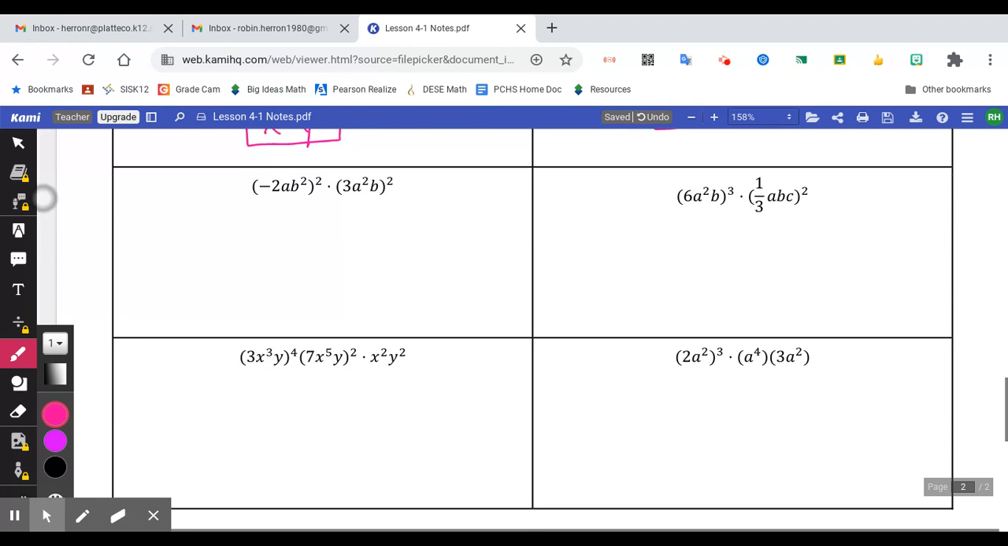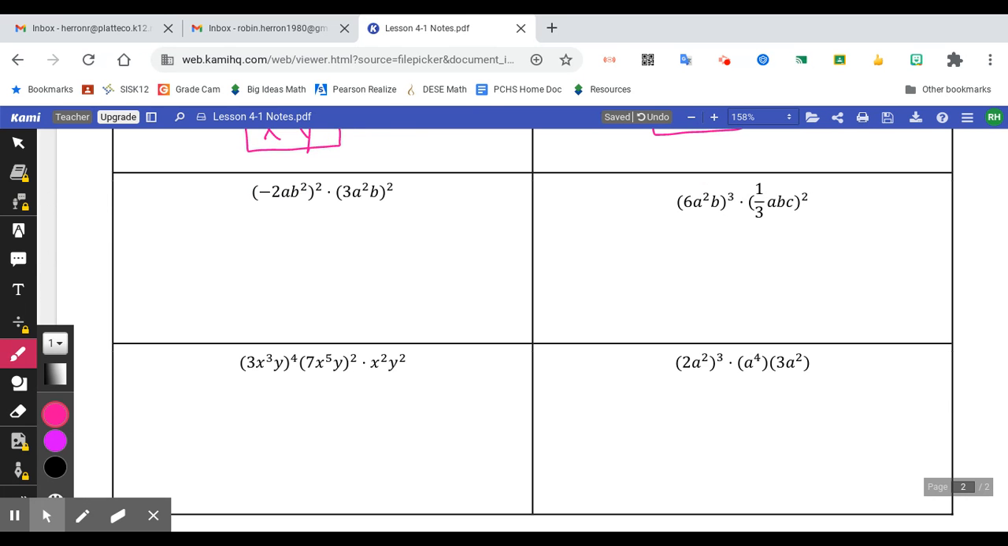Okay, moving on. Same exact thing, just adding a little bit more in each time. All right, so now instead of just variables, we have a coefficient. So we're going to distribute this 2 on this side. So I'm going to go to the -2, the a, and the b. Remember, these both have a little 1 right here. So -2 squared would be 4.